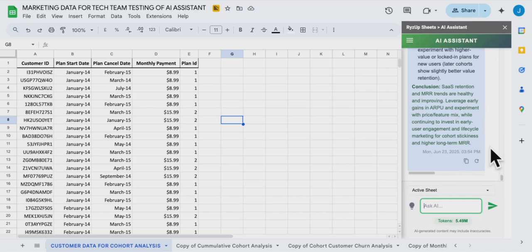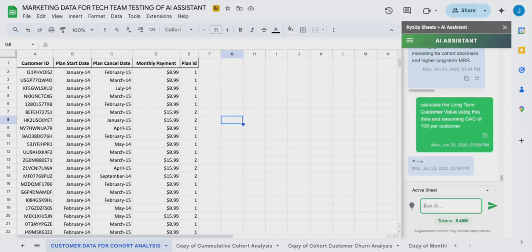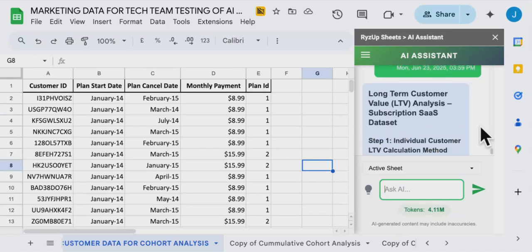I'm going to ask this: calculate the long-term customer value using this data and assuming CAC of 100 per customer. Let's see if it can do this complex analysis in a few seconds. Okay, here is the answer.